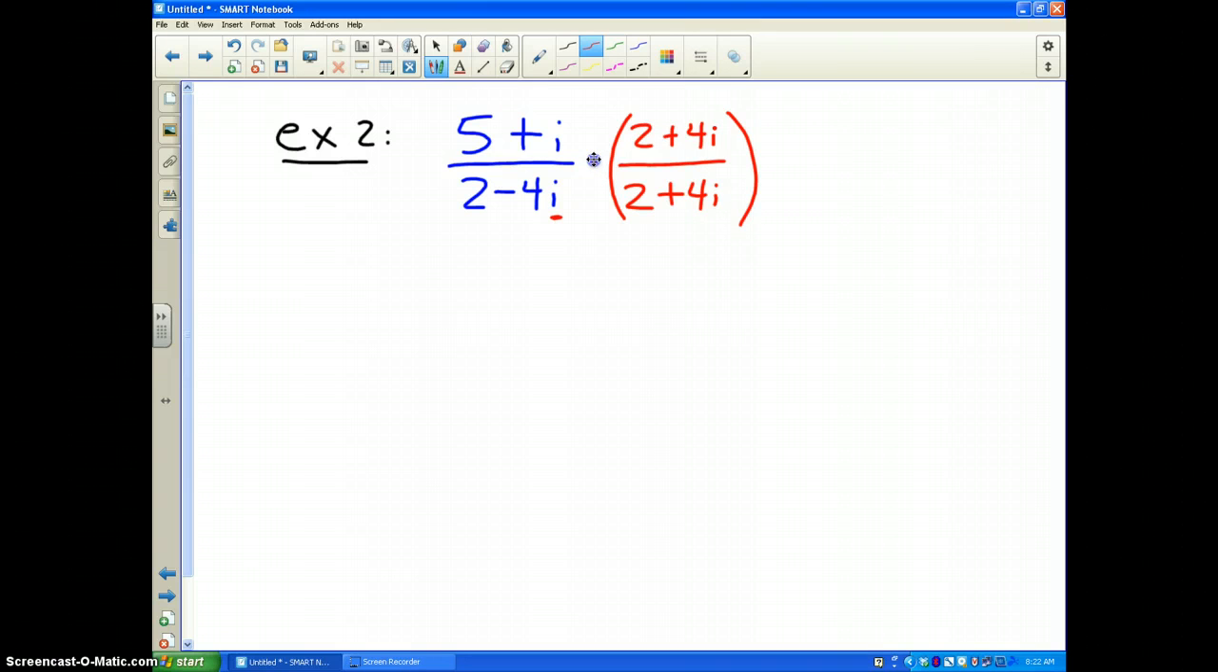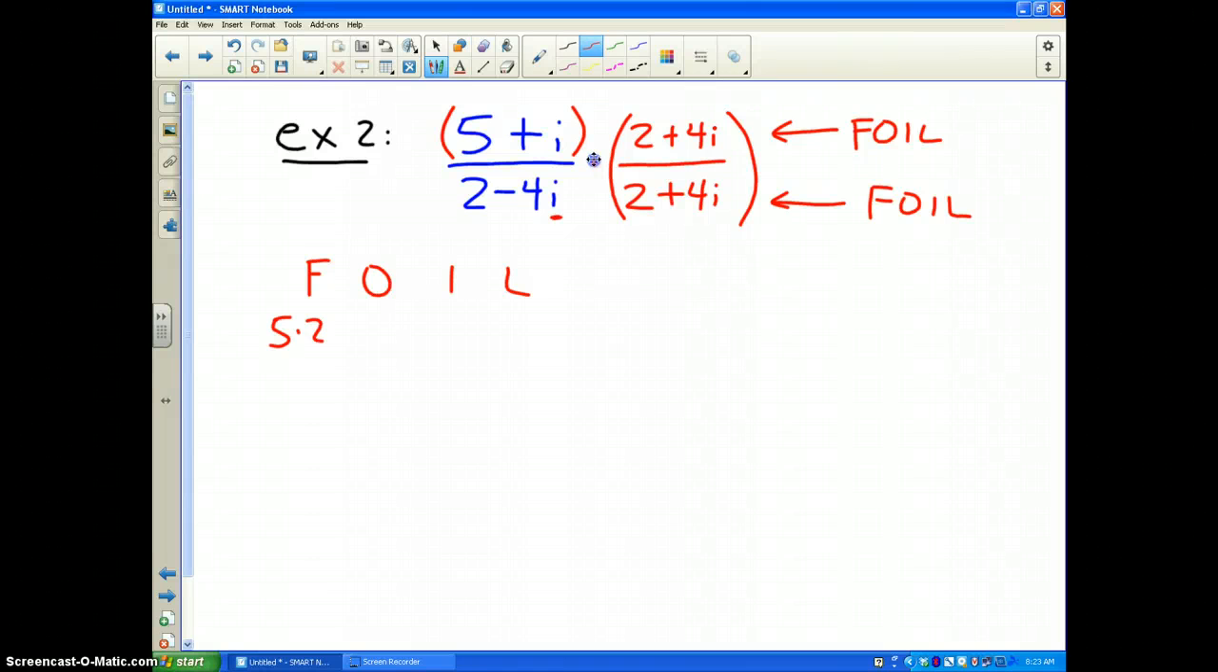Now what we have is a situation where you have to FOIL. We have to FOIL the top, and we need to FOIL the bottom. All right, so let's FOIL the top first. F-O-I-L, and then we'll put the two pieces together. If I FOIL the top, the F is 5 times 2, the O is 5 times 4i, the insides would be i times 2, and the last terms would be i times 4i.